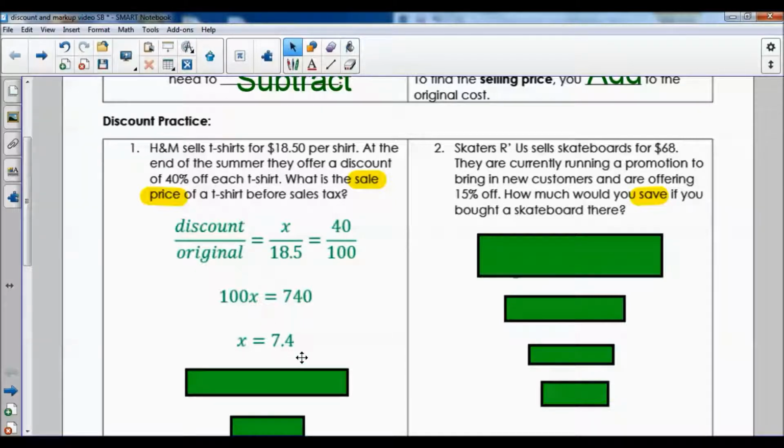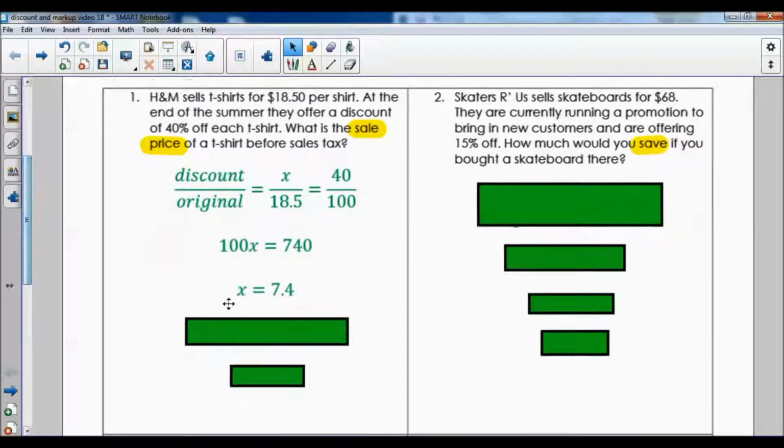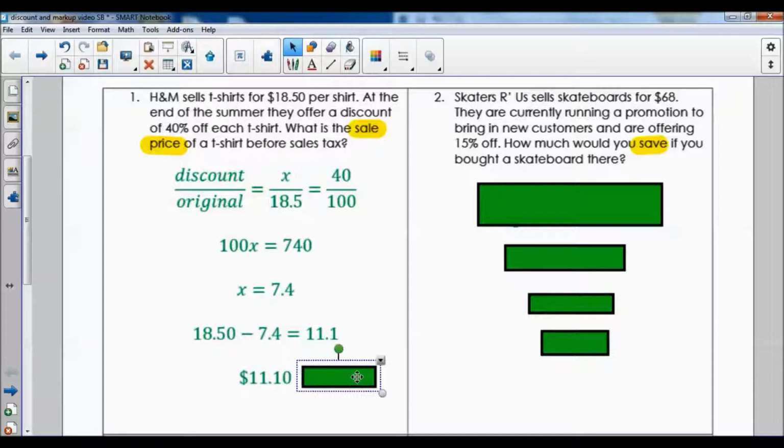But that's not what they asked. They want to know what's the sale price. So to find the sale price, like I said before, you're going to subtract it from the original. So here, our original was $18.50. We subtract the discount, which is $7.40, and we get this new decimal, 11.1. So if we're thinking about money, it needs to have two decimal places. So we're actually going to be paying $11.10 for the shirt.